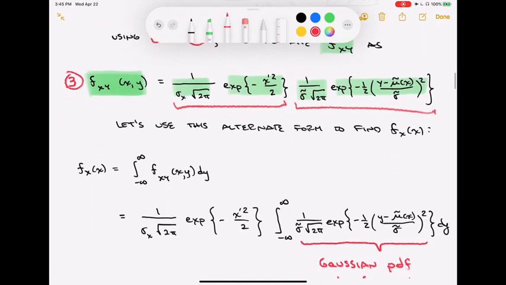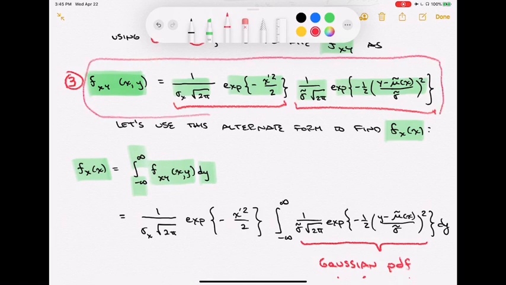So let's use this alternate form to find the marginal distribution f_x of x. What is a marginal distribution? f_x of x just takes our joint distribution, that's the f_xy, and integrates out the variable of non-interest. So we're going to integrate out y, going from minus infinity to infinity. We just get rid of the variable of non-interest by integrating it out. So I'm going to go ahead and take this alternate definition, this one right here, and plug it into there.